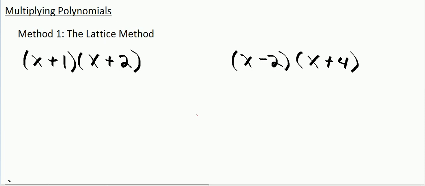The first method that we'll look at for multiplying polynomials is called the lattice method. It's called the lattice method because we make what looks like a lattice, and then we multiply our terms. So I'll start with my first polynomial, and let me make my lattice.